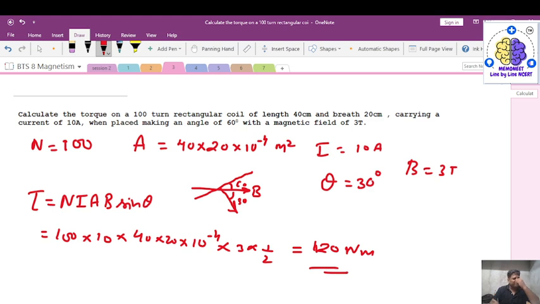So again what we find here is that if you remember the formula well, we can simply put the values and get the answer. Remember that if they say the coil is making an angle of 60 degrees with the magnetic field, it means the coil is making it, not the area vector. So if the coil is making an angle of 60 degrees, then the area vector of the coil will be making an angle of 30 degrees. That means the angle made by the coil is complementary to the angle made by the area vector with the magnetic field. And we have to use the angle between the area vector and the magnetic field as the value of theta. So the answer will be 120 Newton meter.